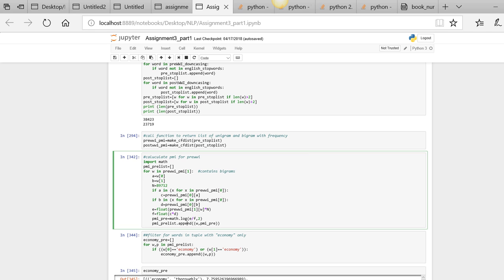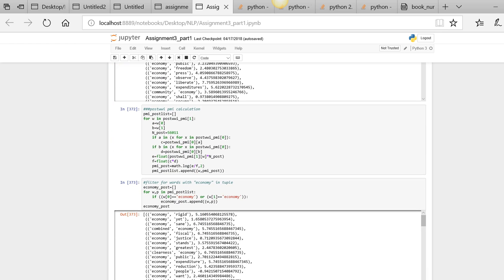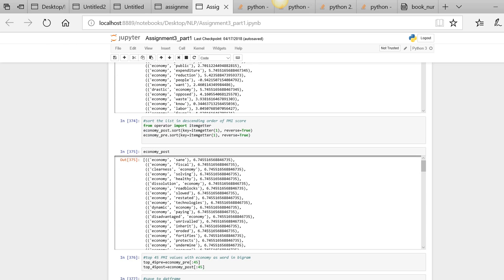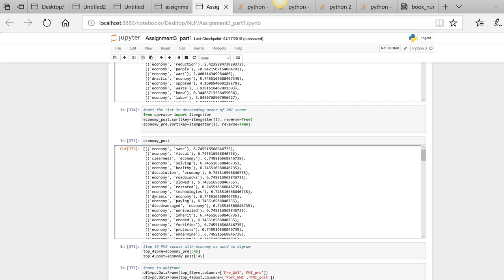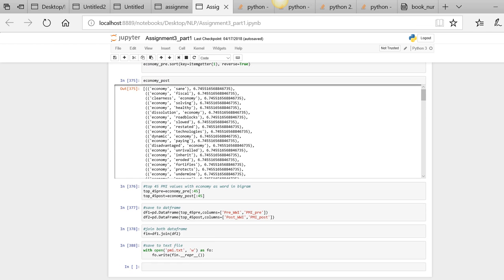And I took the log of E divided by F. E consists of the frequency of both word 1 and word 2 together, multiplied with N and stored in E. Taking log base 2, this is how I generated the PMIs for pre and post, and filtered them to find bigrams where at least one of the words is economy. I sorted them in decreasing order of the PMI score, took the top 45 and saved them to a text file. These results would be different from the one shown because I took the most frequent words.